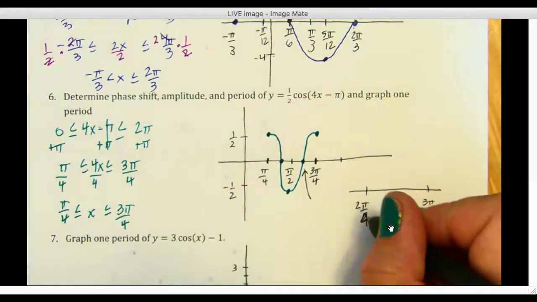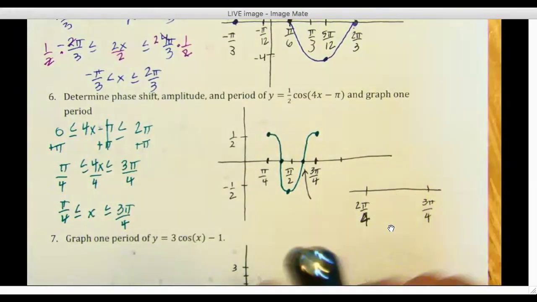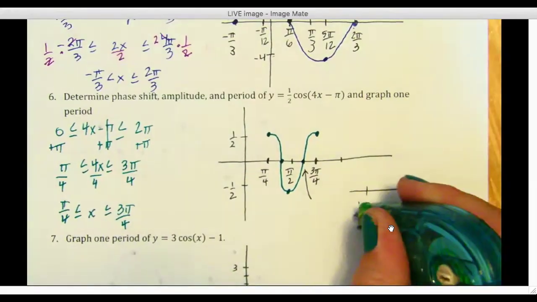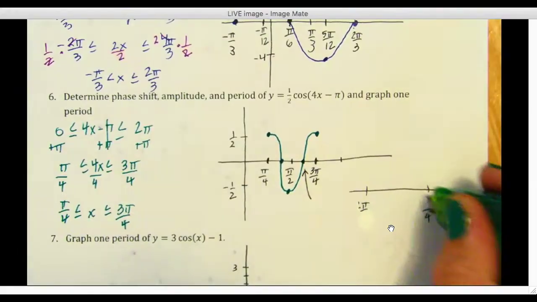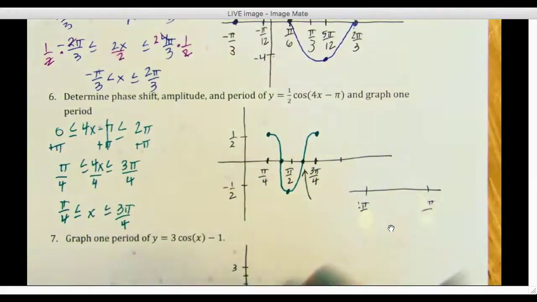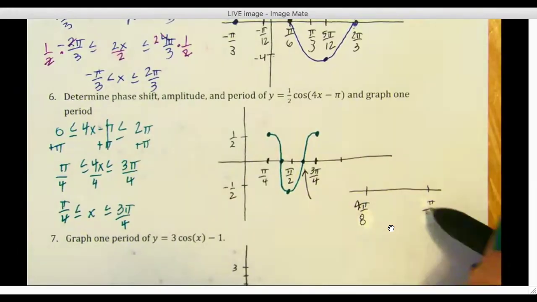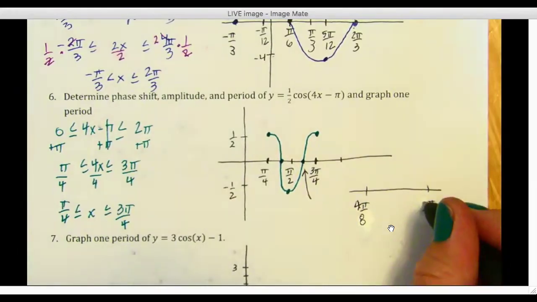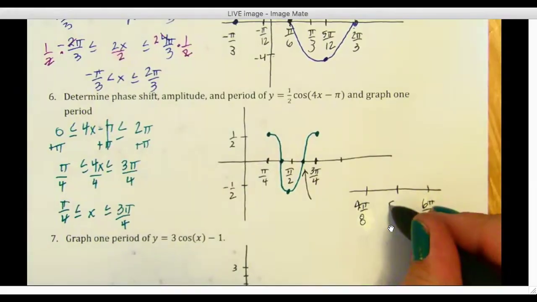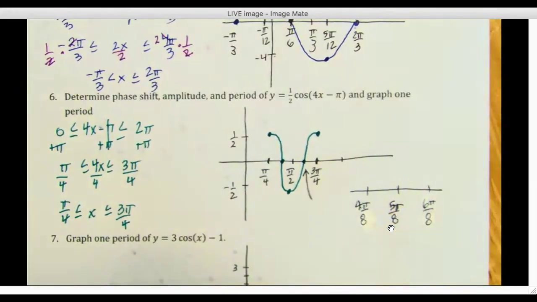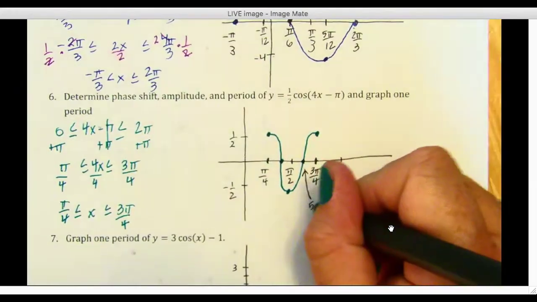Well, if I multiply by 2 over 2 again, if I change this to, instead of 2 pi over 4 and 3 pi over 4, 2 pi over 4 would become 4 pi over 8, and 3 pi over 4 would become 6 pi over 8. Then halfway between would be 5 pi over 8, halfway between 4 and 6.